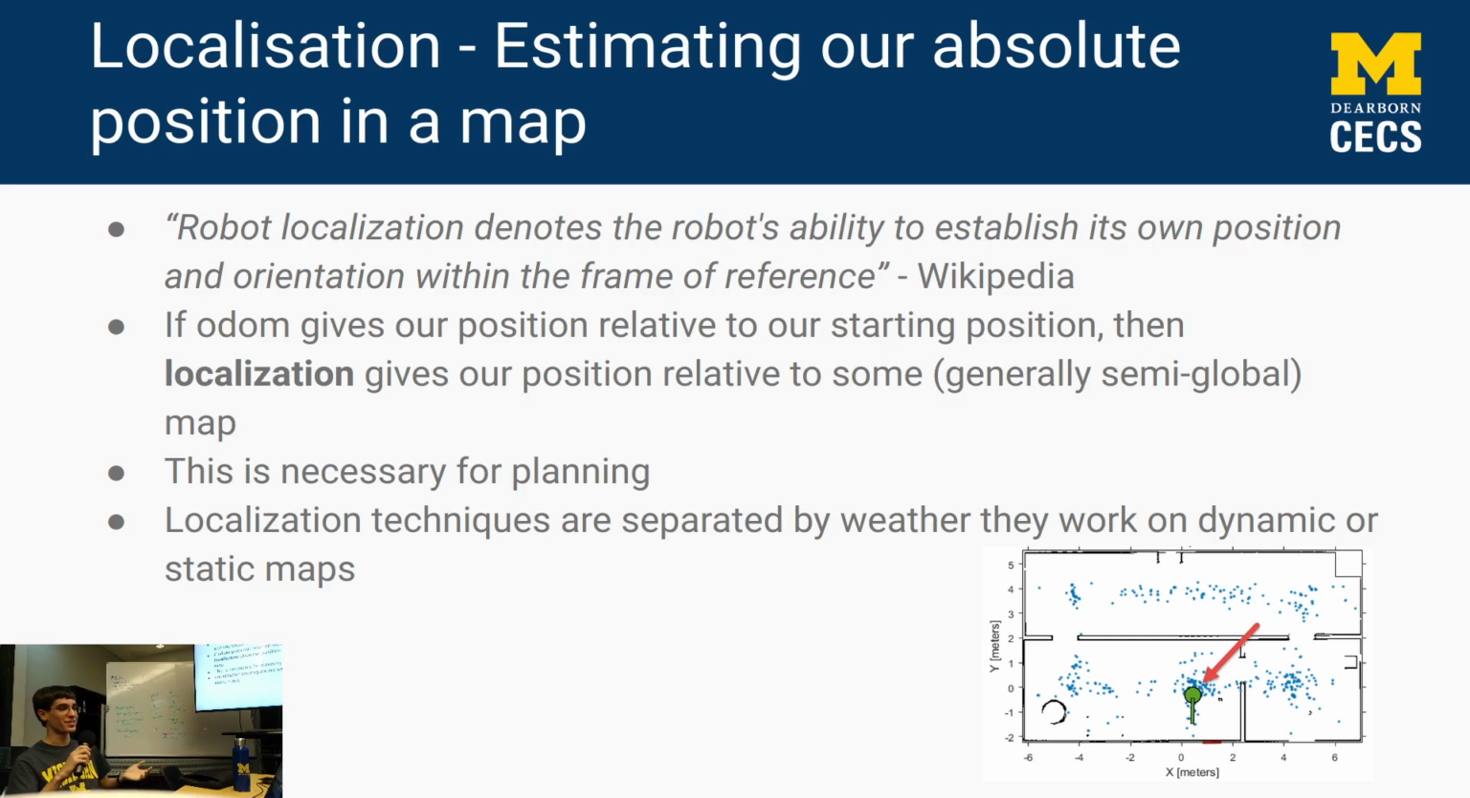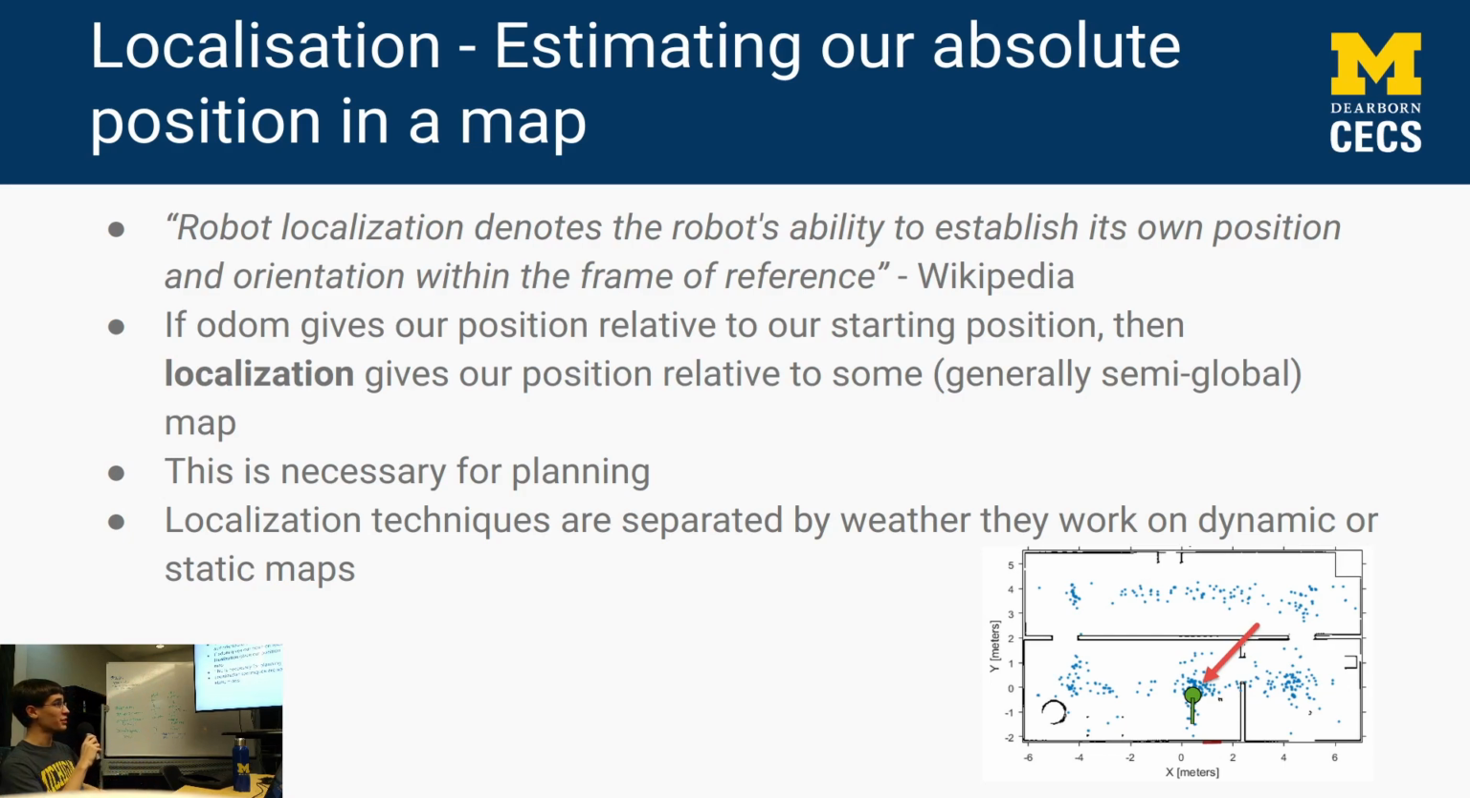Localization is essentially just finding our exact position in that map. If odometry is relative to where we started, then localization is our position relative to the map we've mapped around us. I say semi-global on the slide. Technically, if you're going to travel to Spain, this isn't global localization, because that would mean you'd have to map the whole world, and then you get into weird stuff. But for anything you would have to deal with, it's essentially your global position in the world.